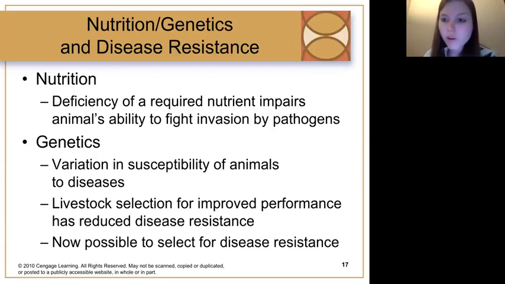Livestock selection for improved performance has reduced disease resistance, or improved disease resistance, that should say. So it's made animals healthier, and so they wouldn't get as many diseases. So it's now possible to select for disease resistance, like I said. So people will select animals that they know are more resistant to a pathogen, and hopefully that will be transferred to their offspring through the genetics.